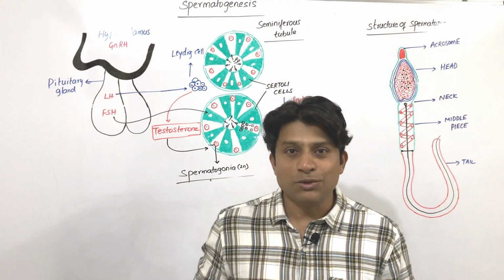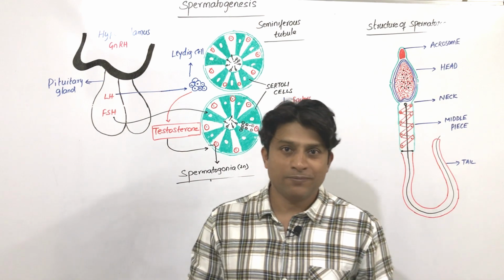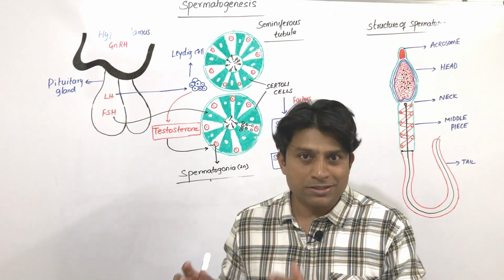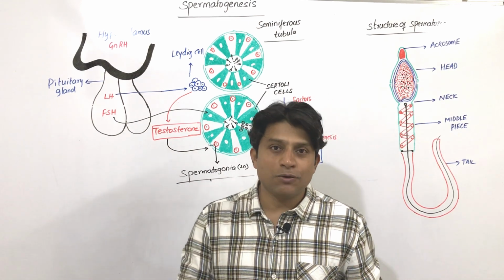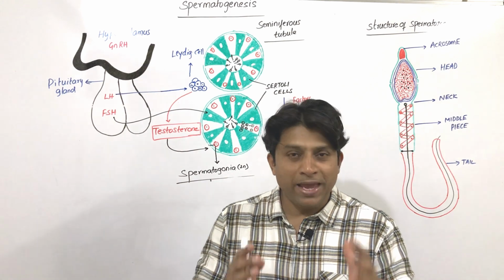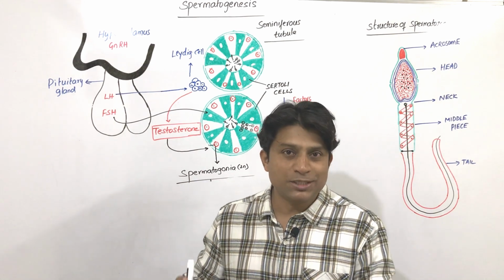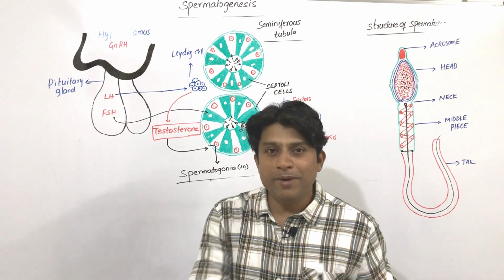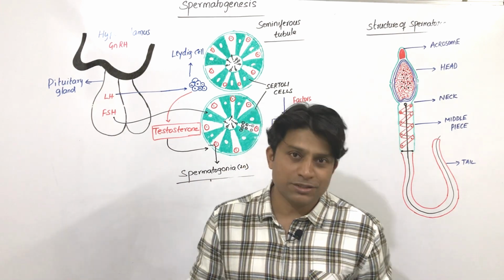Gametogenesis is a process of formation of gametes. Male gonads are called testes and female gonads are called ovaries. So male gametogenesis is called spermatogenesis and female gametogenesis is called oogenesis.